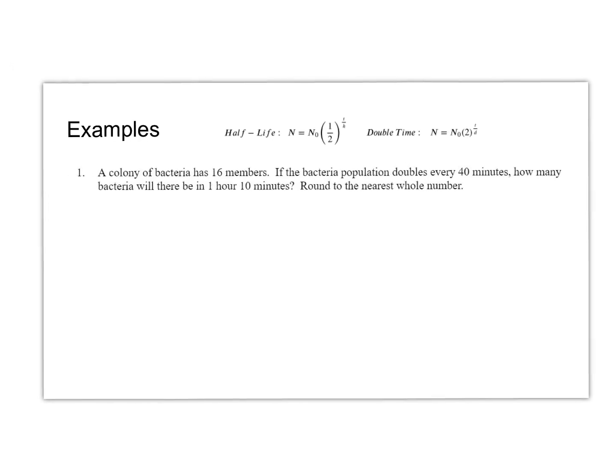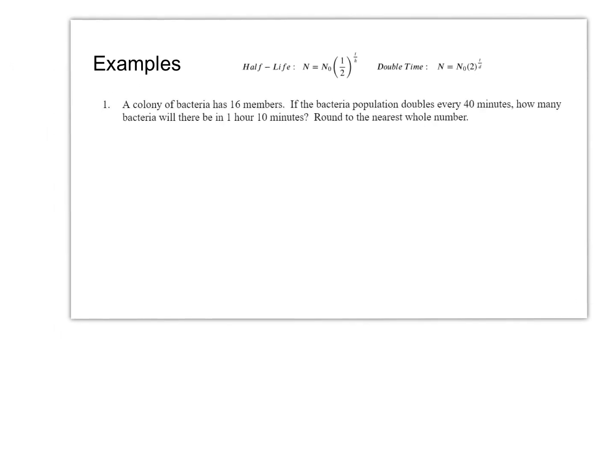Number 1 says a colony of bacteria starts with 16 members. If the bacteria population doubles every 40 minutes, how many bacteria will there be in an hour and 10 minutes? Round to the nearest whole number. Now we read the problem first. Anytime you deal with a word problem, you read the stupid thing. Now, let's go through and start picking things up.